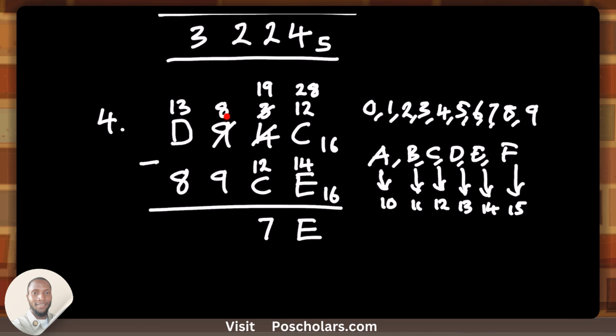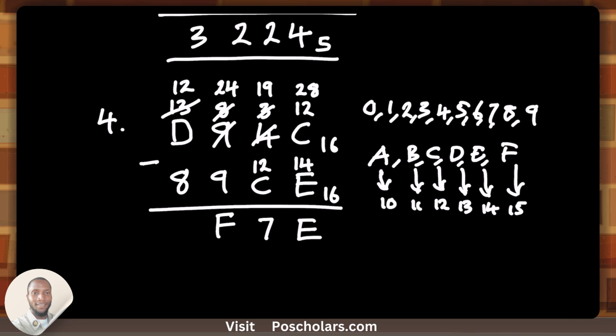Moving on, 8 minus 9. 8 minus 9 is not possible. You borrow 1 from 13. When you borrow 1 from 13, it reduces to 12. Similarly, the one you borrowed from 13 takes the value of 16, which is added to 8. 16 plus 8 gives 24. Now you can subtract. 24 minus 9 gives 15, and 15 represents the letter F. So just write down F here.